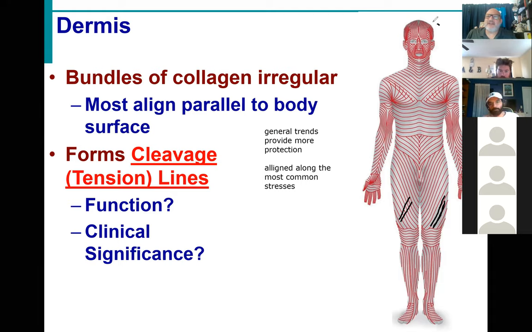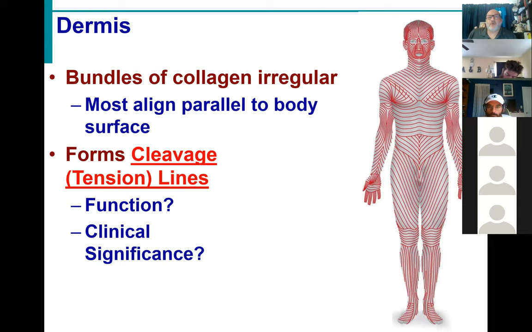Heck, if you think about it, the field of plastic surgery is primarily involved with these lines of cleavage of the face. So we know how we can do reconstructions or repairs or even plastic surgery improvements with minimized scarring. So yeah, these things are important both from a functional standpoint, but also from a clinical standpoint as well.